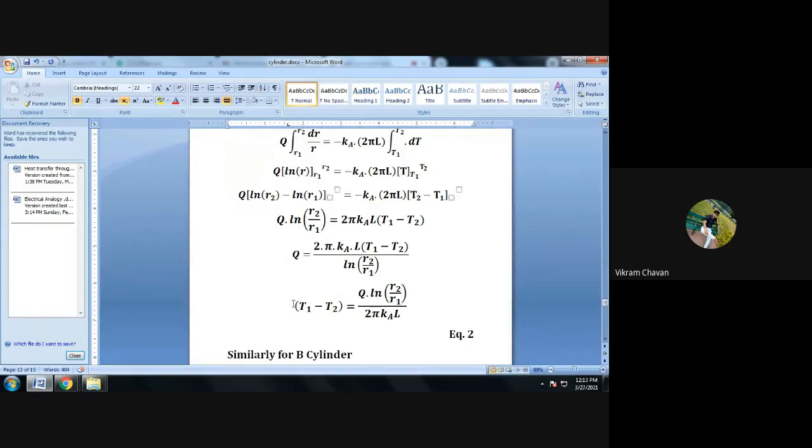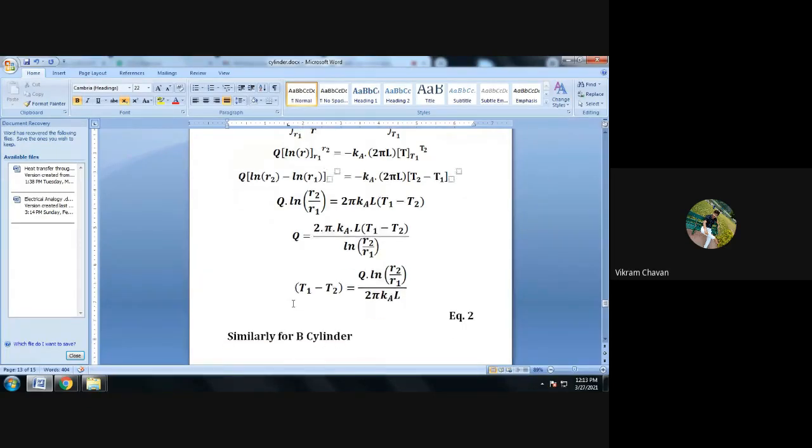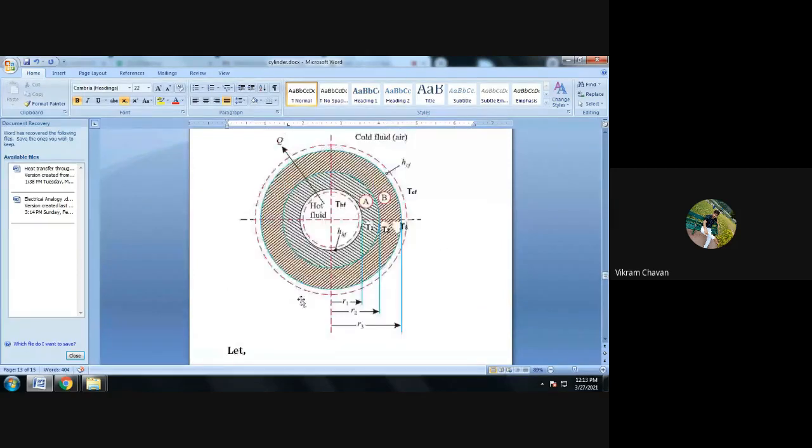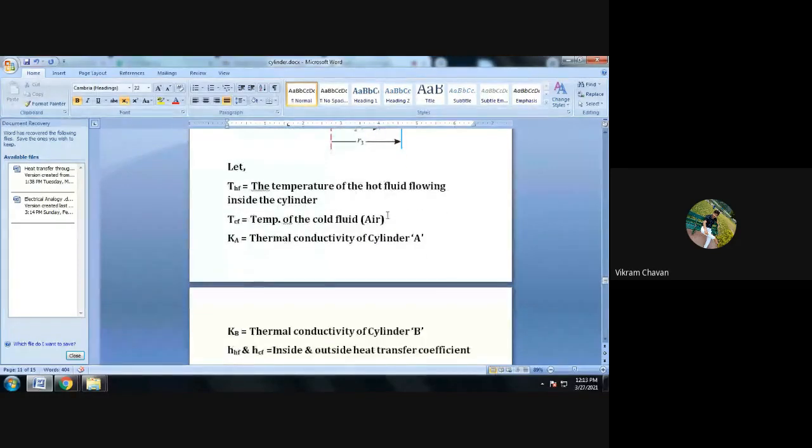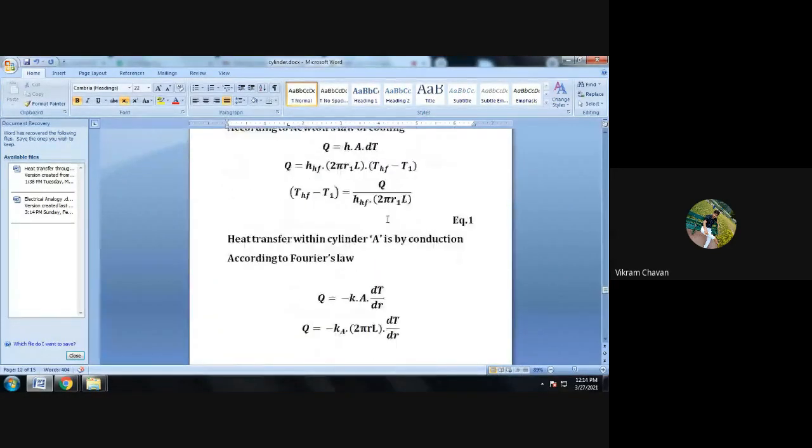Similarly, we have to calculate the heat transfer equation for cylinder B. After reaching the external surface of cylinder A, the heat will transfer through cylinder B. That will also be conduction heat transfer. So the same conduction equation we used for cylinder A, we can use for cylinder B by changing the appropriate nomenclature.